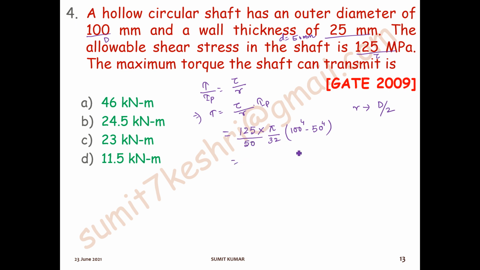Just calculate this quickly, and you will get the value of the torque. You will get 23 into 10 to the power 6 Newton mm. If you wish to write it in kilonewton meter, you can write 23 kilonewton meter. So option number C will be your right answer. Okay, so this option is the right answer for this question.